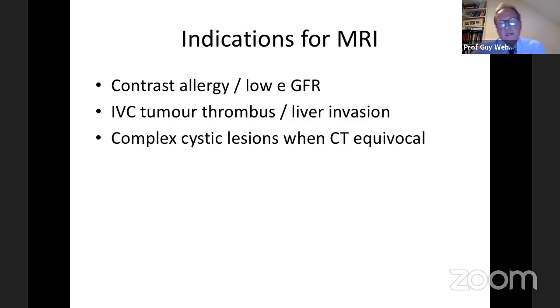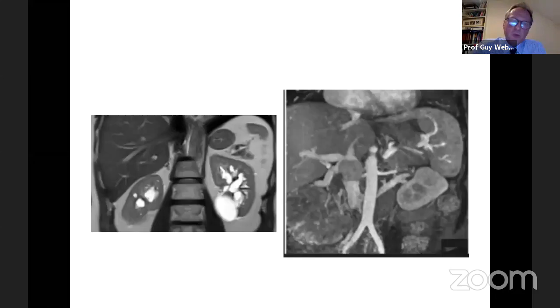Sometimes we use MRI for patients with a contrast allergy, those with a low EGFR renal function, although they need renal function as well for the gadolinium contrast for the MRI, but sometimes the radiologist may be happy for them to have gadolinium, although that can cause problems with a condition called nephrogenic sclerosis. And we use it to identify patients, particularly if they've got tumour thrombus. So we're talking bigger tumours and greater stage tumours, but it's good for that and for identifying liver invasion. But it's also good when CT is equivocal at identifying the nature of our complex cystic lesions, which we see.